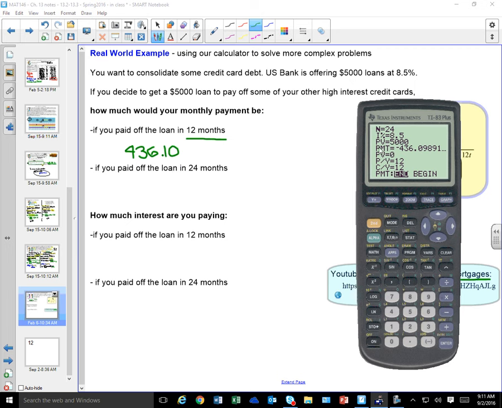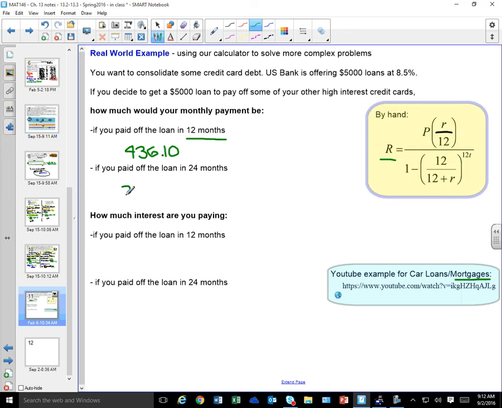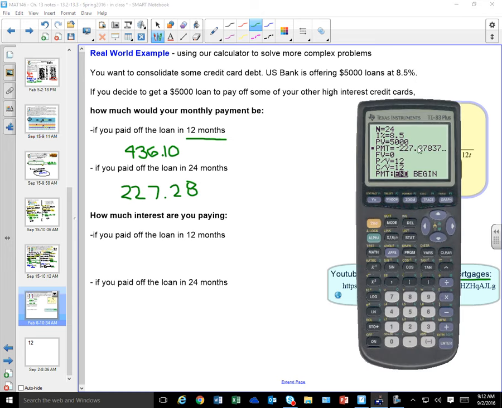Now I can recalculate my payment. So put your cursor there again, go to the alpha enter, and now you see that it would be 227.28, which is much less per month, because now we're spreading it out over 2 years instead of just 1 year. So this is the amount we would pay if I spread it out over 24 months.